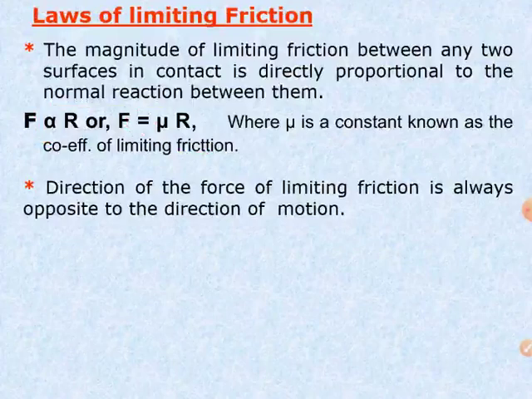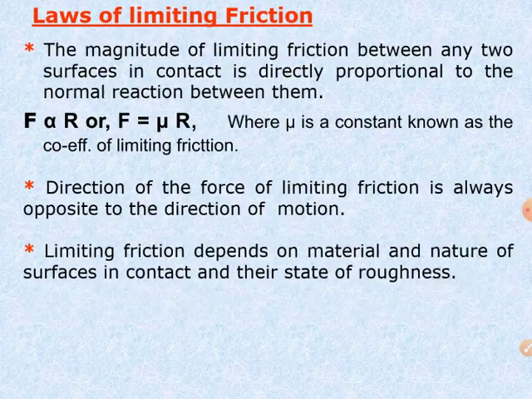Got it? Yes, the limiting friction depends on the material and the nature of the surfaces in contact and their state of roughness. It depends upon the material. If the material is smooth enough, or whether it is rough, what type of material, whether it is wood or iron, it depends upon that material and also the nature of the surfaces in contact. That means the state of roughness, whether it is smooth or rough, it depends on that also.